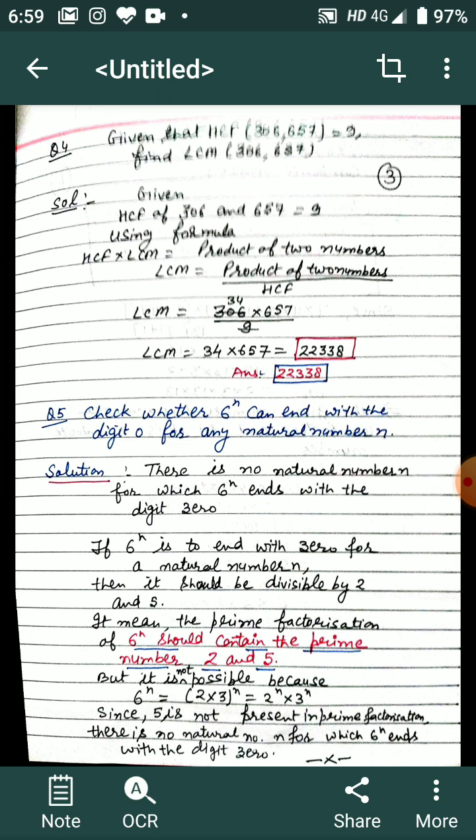Check whether 6 power n can end with the digit 0 for any natural number n. The question is only for 6 power n? No. It can be 7 power n, 9 power n, 5 power n, 3 power n. So many questions they can create. The method is the same. We have to do it step by step.